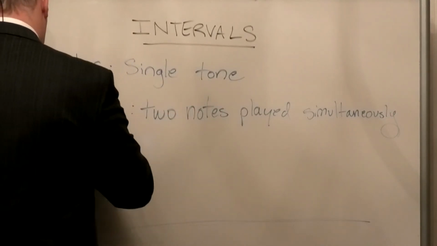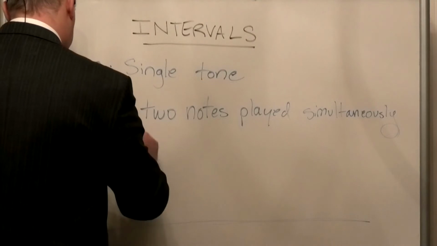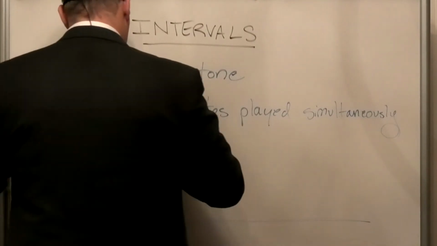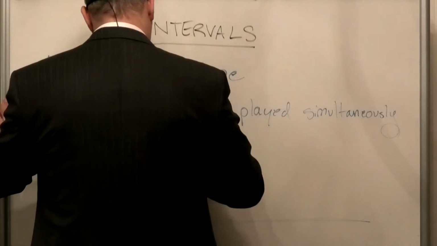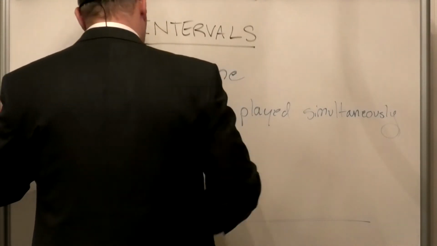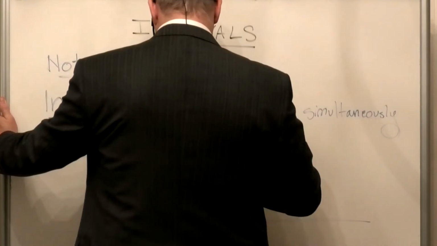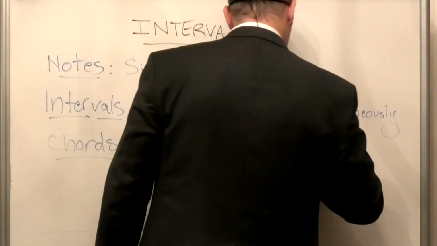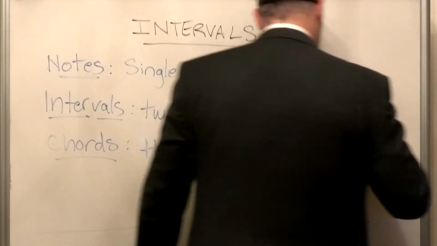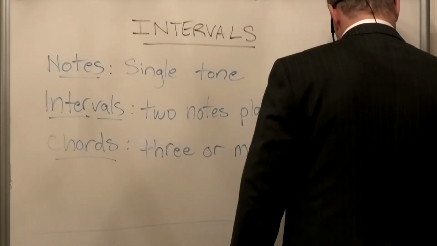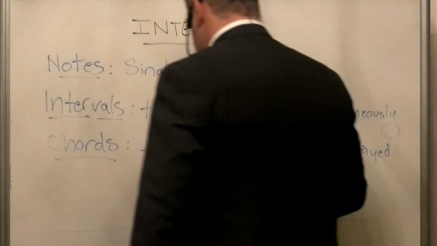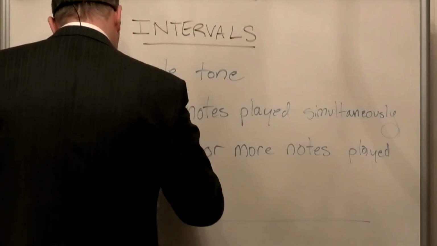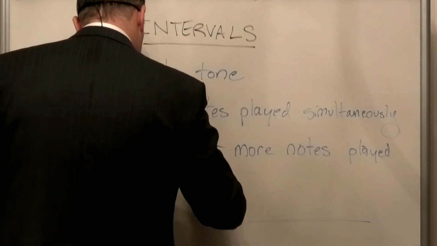And then we have chords. Chords are 3 or more notes, and that's it. We don't have anything other than that, at least vertical wise. Three or more notes played simultaneously. Simultaneously means at the same time.